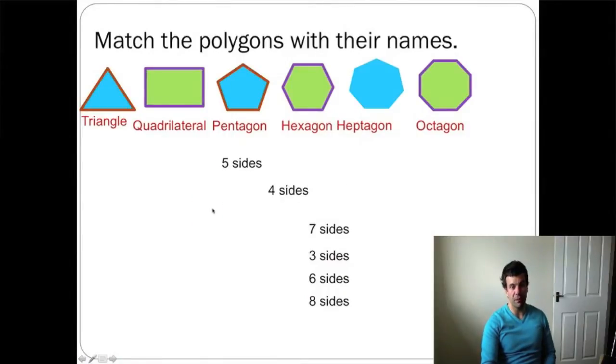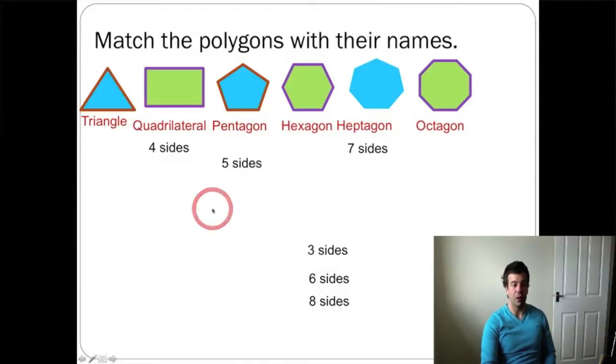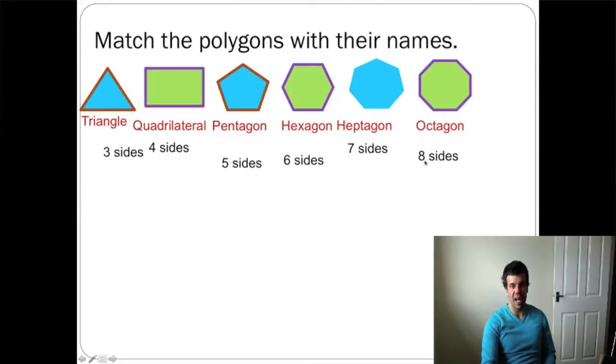Pentagon, 5. Quadrilateral, 4. Heptagon, 7. Triangle, obviously 3. Hexagon, 6. Octagon, like octopus, 8 sides or 8 legs.